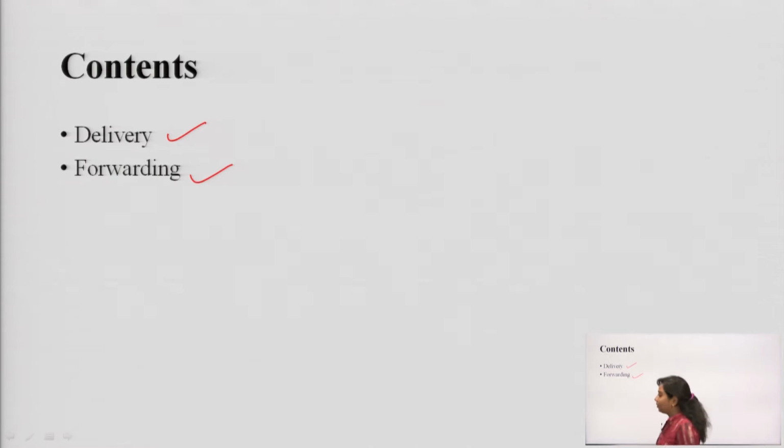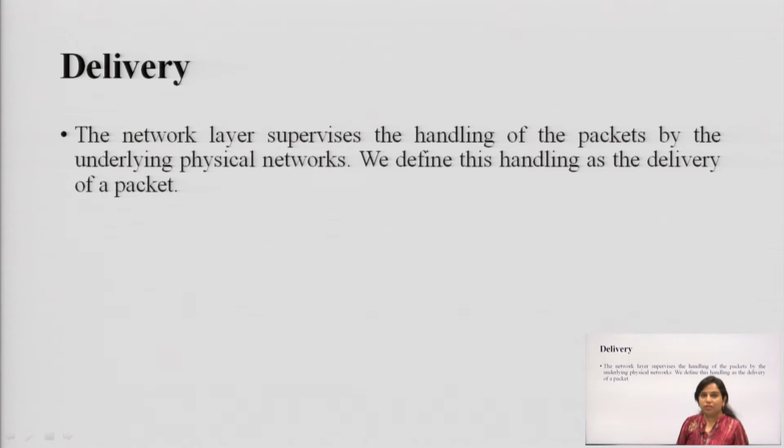Then forwarding, how the data will be forwarded using routing tables. If a router is used as a connecting device, then certain tables are maintained at the router which consist of source address, destination address and other additional information. So, that data will be forwarded from that particular network to another network. So, this is the first topic, that is delivery.